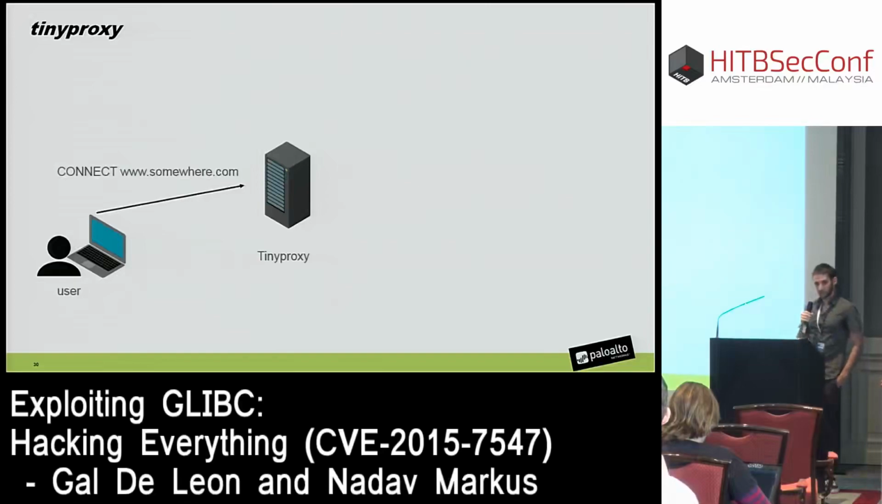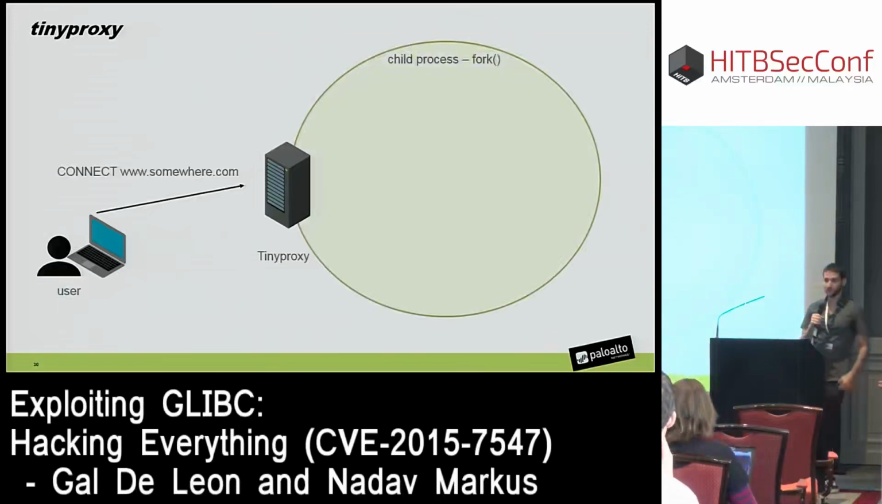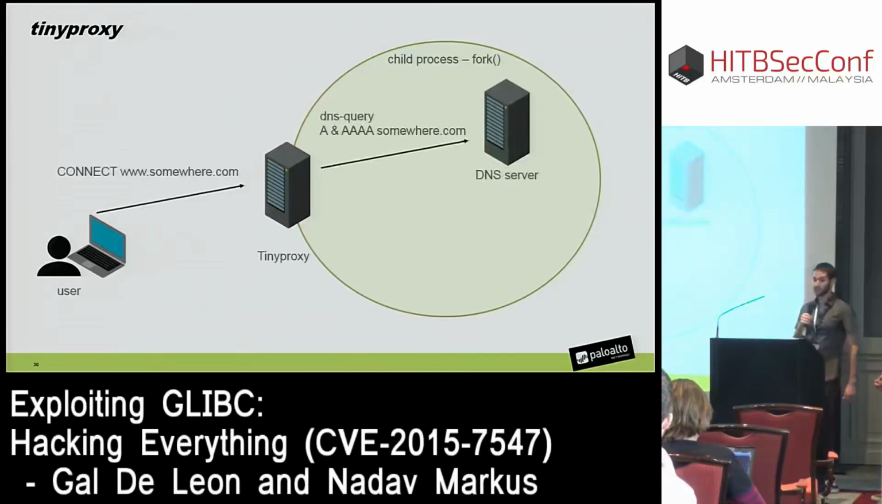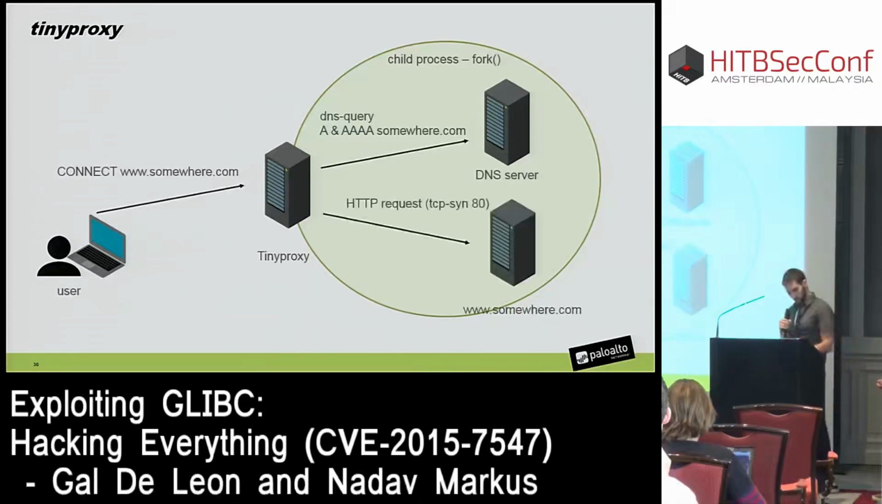Let's say our user tries to connect to www.somewhere.com. Tinyproxy, in order to serve the client, forks itself. And now it needs to retrieve the contents of the HTTP, right? It needs to connect to some HTTP server. In order to do so, it uses getaddrinfo, specifying AF_UNSPEC inside the hints parameter, resulting in both the A and quad-A records, which are required for exploitation, being sent over the wire. After getting the response from the DNS server, Tinyproxy connects on behalf of the client to somewhere.com, retrieves the HTML or whatever, and passes it back down to the client.